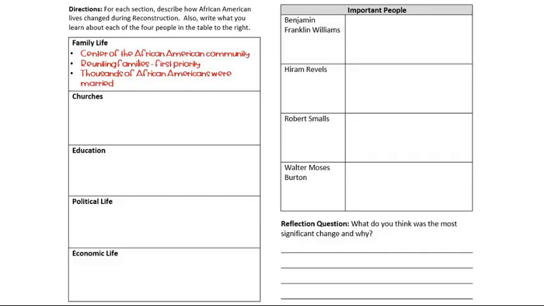Go ahead and take a look at your notes now. In the first box on the left, under Family Life, I'd like you to add that it was the center of the African American community, the first priority was reuniting families, and that thousands of African Americans were married. Please pause the video while you add these notes.